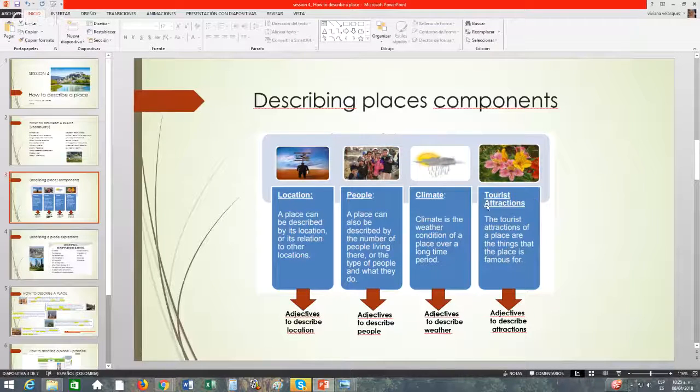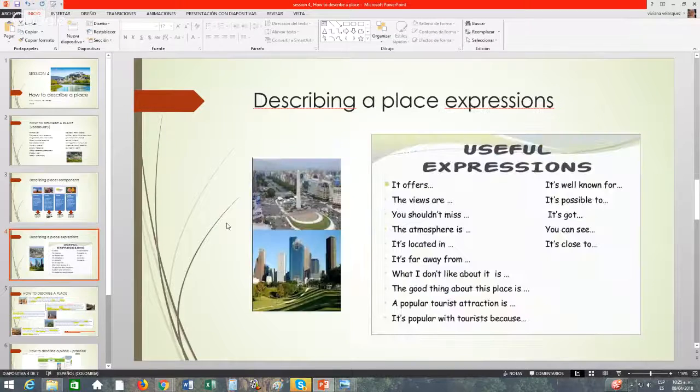Yes, teacher. Okay, perfect. So no problem with this part? Location, people, climate, or tourist attractions. That's something that you have to focus on for the activity today. All right. Now, connecting these components, we are going to use different expressions, right, which you can use at the moment of describing the place.